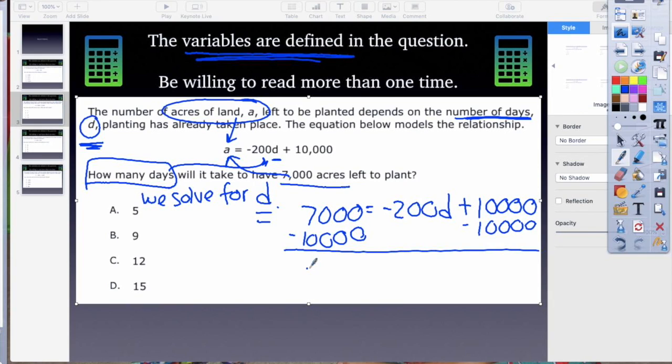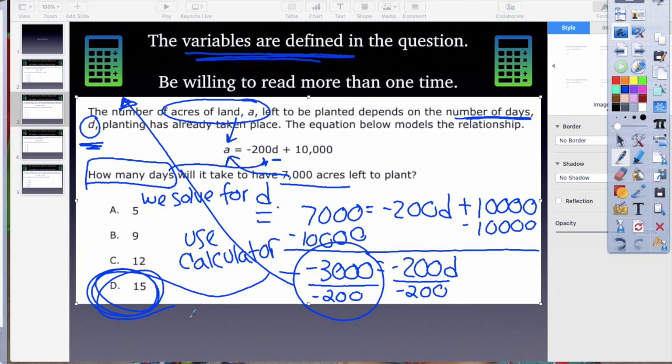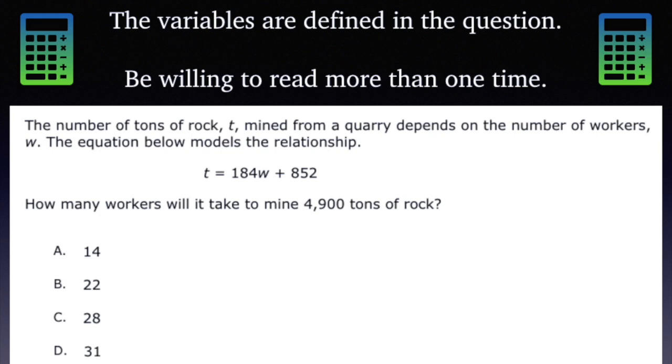Grab your calculator if you need it. 7,000 minus 10,000 is negative 3,000. So our equation says negative 3,000 equals negative 200D. Always divide by the exact same number that's on the variable. And with your calculator, if you need it, negative 3,000 divided by negative 200, that's going to be 15. Use your calculator. That's what that arrow means. And that's what those words mean. And you've heard me say that many times. If you're in my class, if you're out there in YouTube world and you don't know me, use that calculator every chance you get. Make sure you get the right numbers.